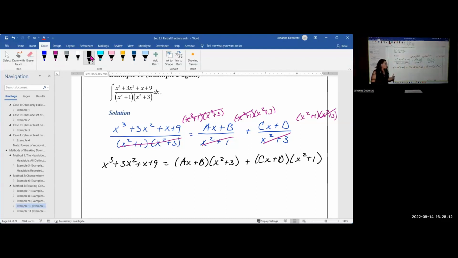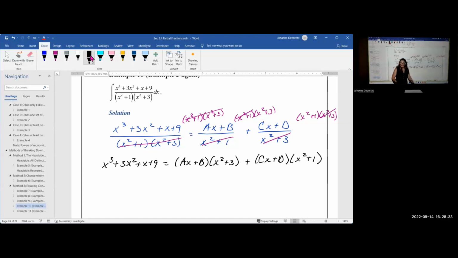So to equate coefficients, I'm going to go ahead and multiply everything out. Now, why wouldn't I use choose wisely? Well, because there is no value that's going to make this 0 and drop out. So choose wisely isn't a good option here. Heaviside's not a good option. I'm stuck with method 3, which is equating coefficients.